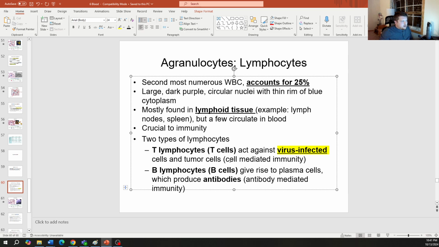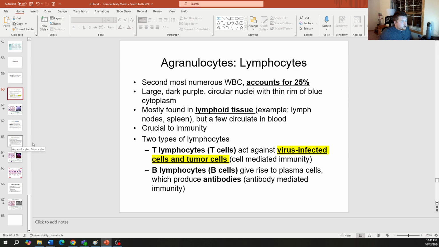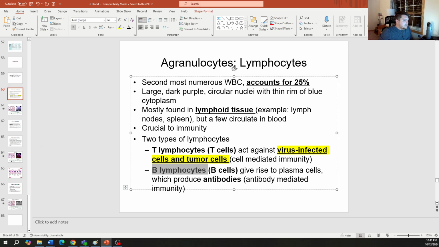T lymphocytes attack virus-infected cells and tumor cells. You'll see these come up a lot in future courses because the immune system is very, very important, and we learn a lot about it. Then the B lymphocytes give rise to plasma cells, which produce antibodies. So T lymphocytes, virus infection and tumors. B lymphocytes are our antibodies. Again, the antibodies also respond to viruses.